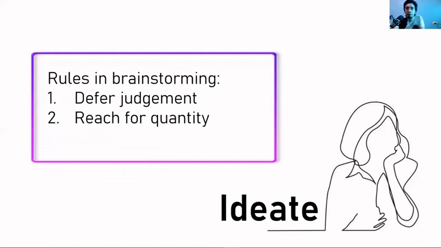So the main rule for a successful brainstorm is defer judgment. You reduce group social inhibition, and no one would be stigmatized for shouting a crazy idea. And reach for quantity, which boosts overall creative output and increases the likelihood of coming up with innovative solutions.